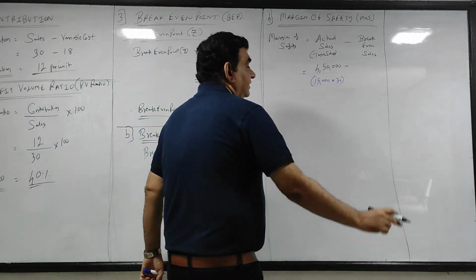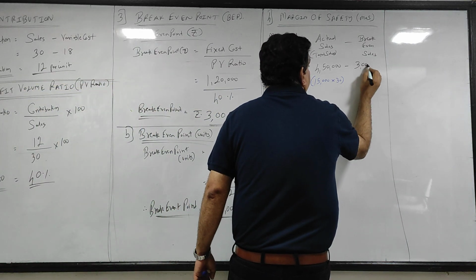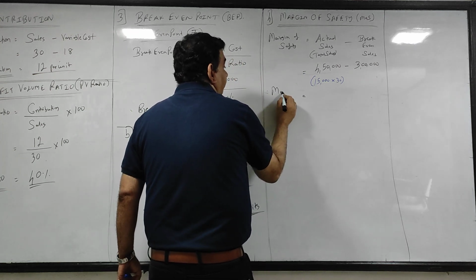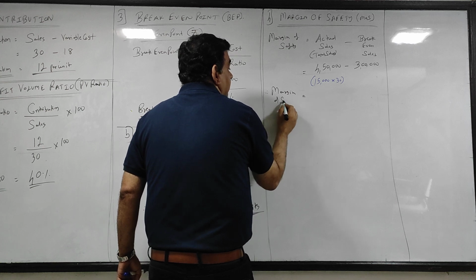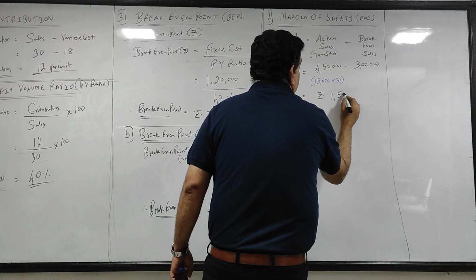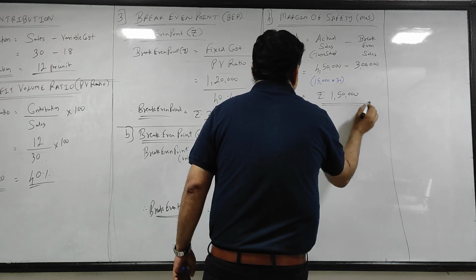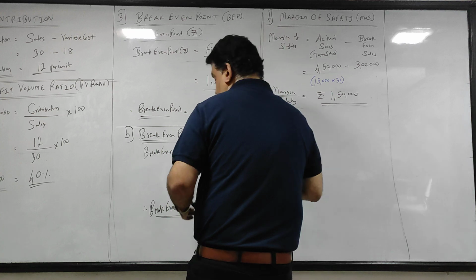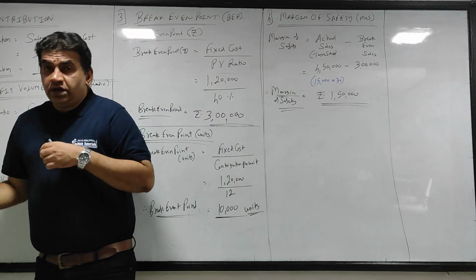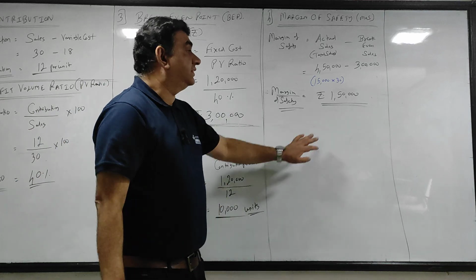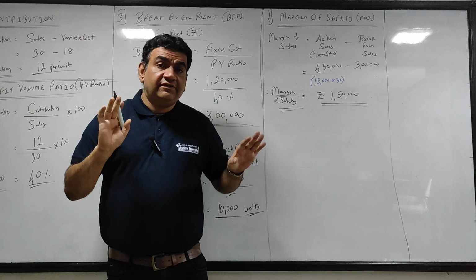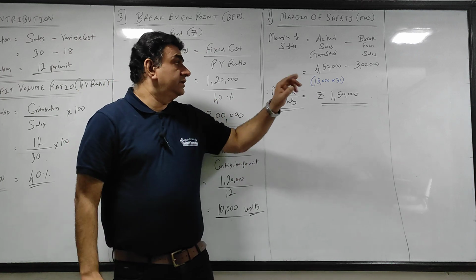Break even sales कितना है? 3 lakhs. Break even sales is 3 lakhs. Therefore, my margin of safety is equal to rupees 1,50,000. Now listen. 1,50,000 है. Why we call margin?